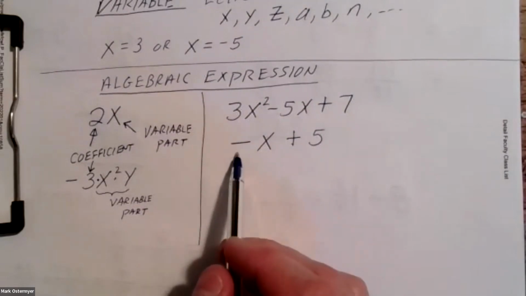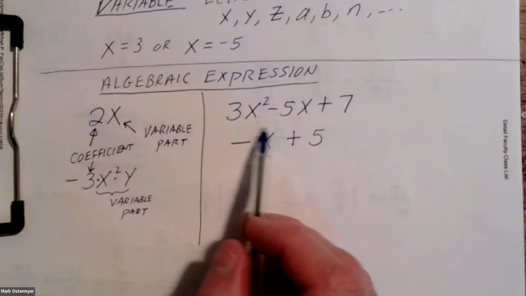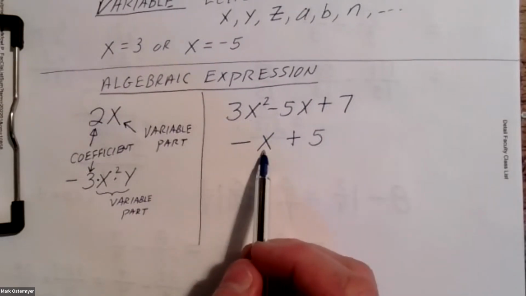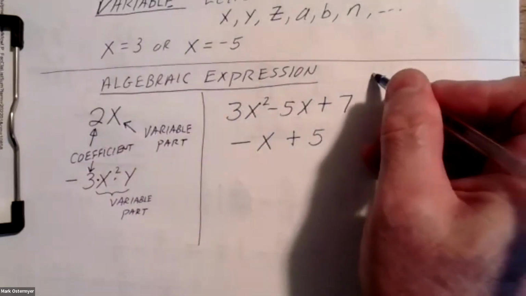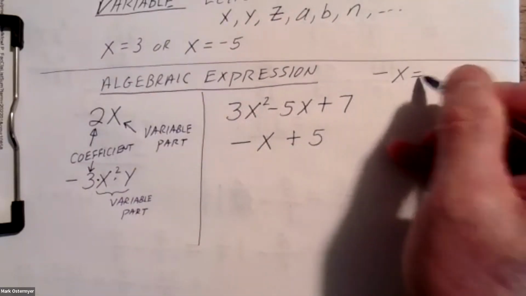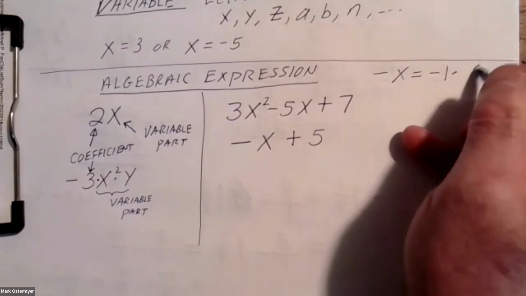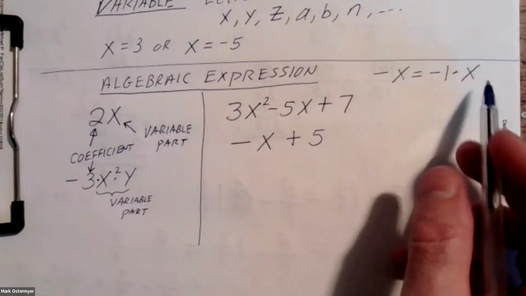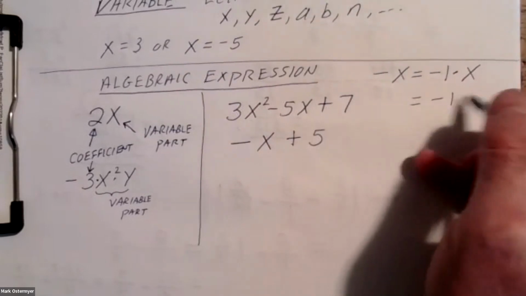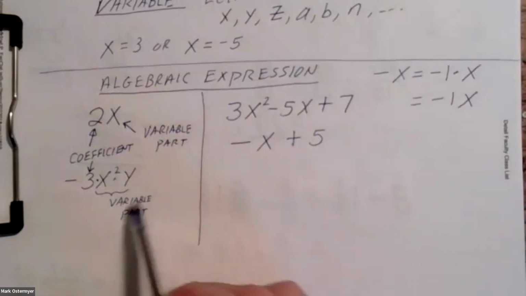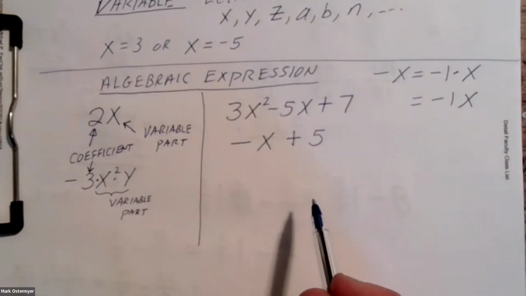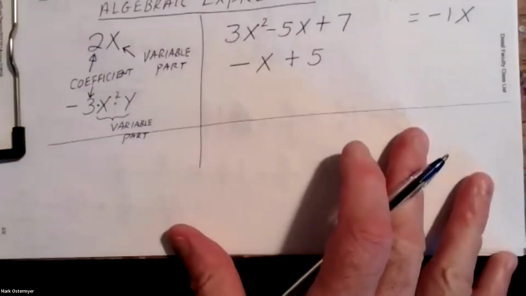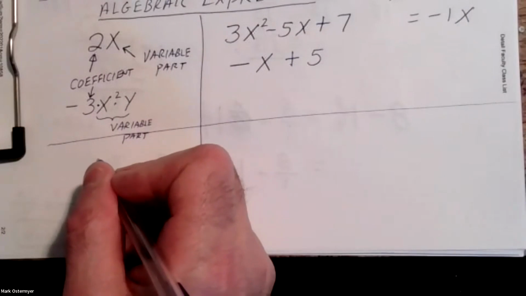Here's an example of an algebraic expression. What would be the coefficient in front of the first term of this algebraic expression? Well, you just see a negative sign in front of the x. But when you just see a negative sign in front of a variable, it's really understood that it's like -1 times that variable. So -x is really the same thing as -1 times x or -1x. These are all examples of algebraic expressions. What we're going to learn how to do in this section is how to simplify an algebraic expression.